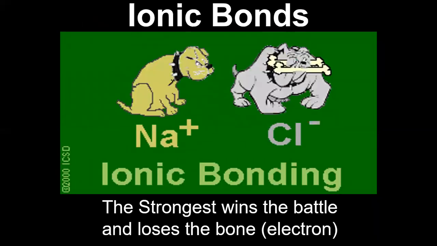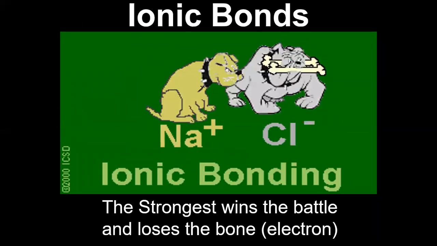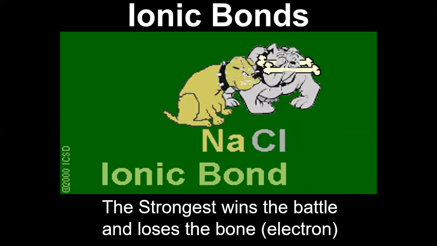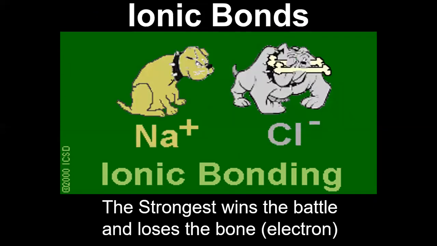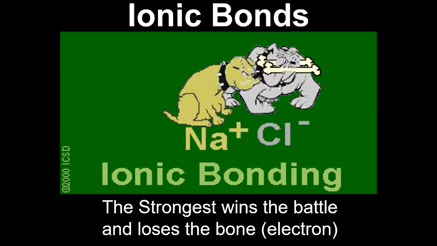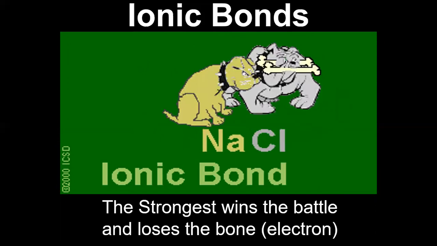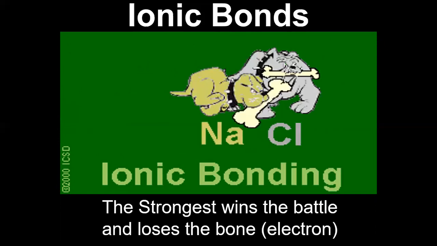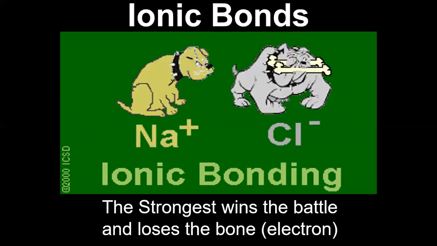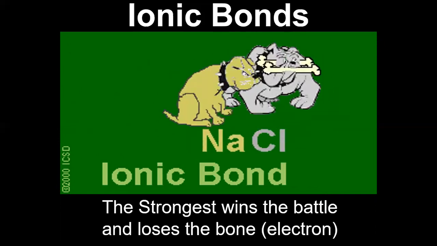Basically, in an ionic bond the strongest wins the battle and takes the electron, while the other loses it. For example, chlorine is a highly electronegative atom, so it wins the battle and takes an electron from sodium. Sodium has one electron, chlorine also has electrons, but as chlorine is more electronegative, it will attract the electron from sodium.